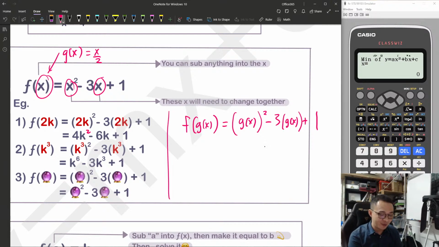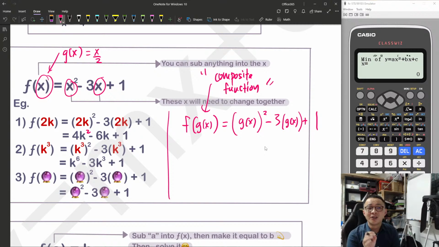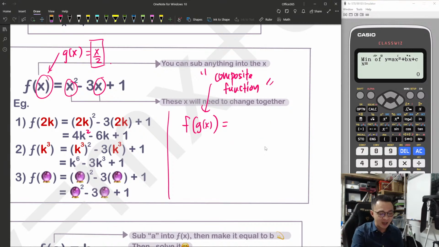But okay, when I sub one function into another function, they call it composite function. It's just a name. You don't know the name also is fine, but it joins together, composite function. So composite function, they have a rule on your right hand side, they will not write the g(x) into it, but they will write the equation of the g(x), which is x over 2, into here.